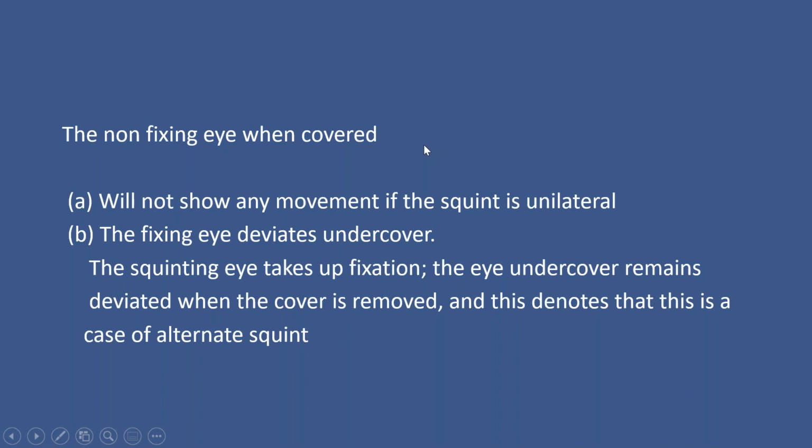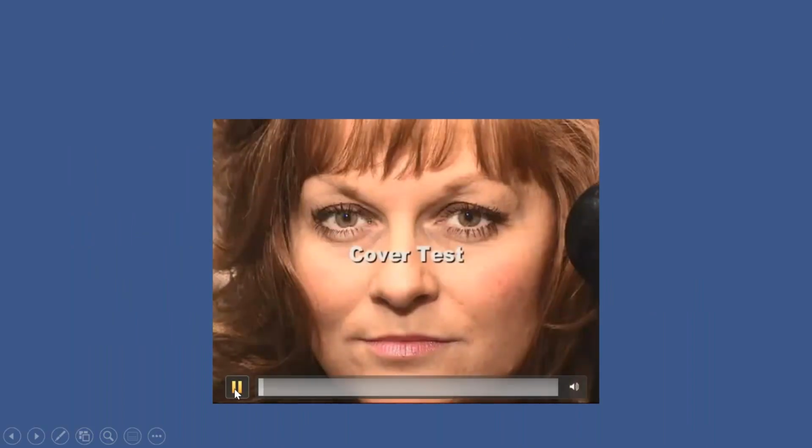Now, in the non-fixing eye, when that is covered, what will happen? It will either show no movement. If it shows no movement, that means the squint is unilateral. And if the fixing eye deviates under cover, that means when the squinting eye is taking up fixation, the eye under cover remains deviated when the cover is removed. That denotes a case of alternate squint. We'll see one video over here for you to understand this better.